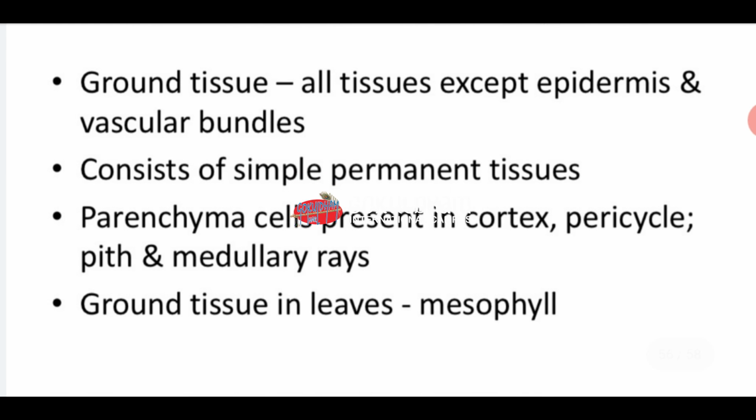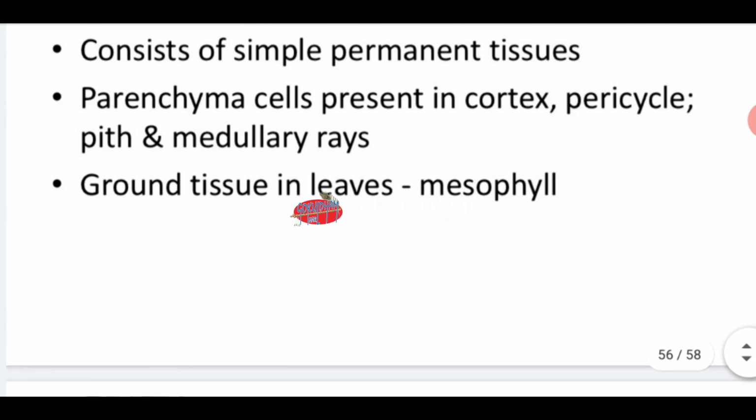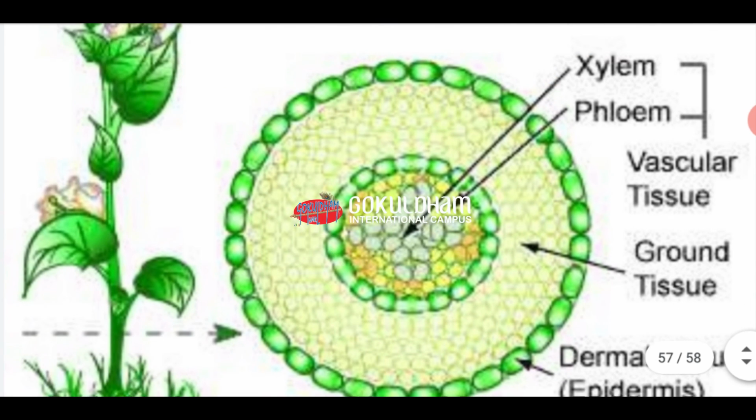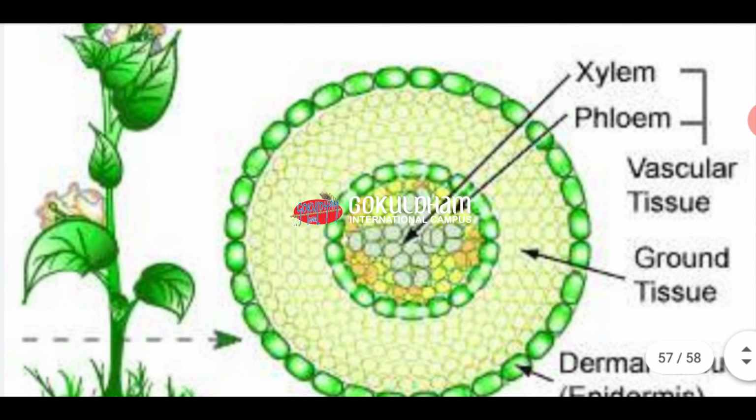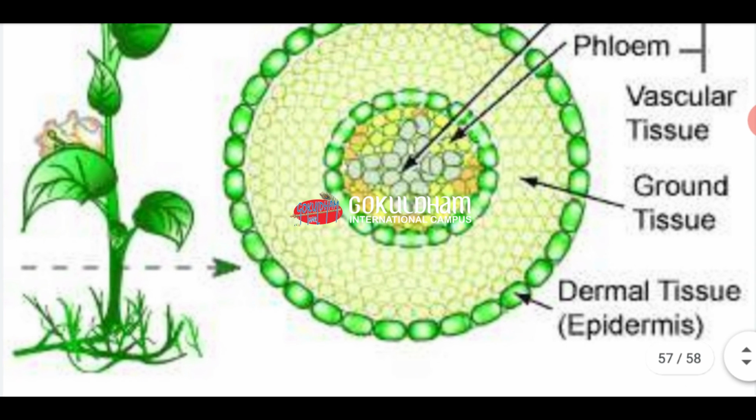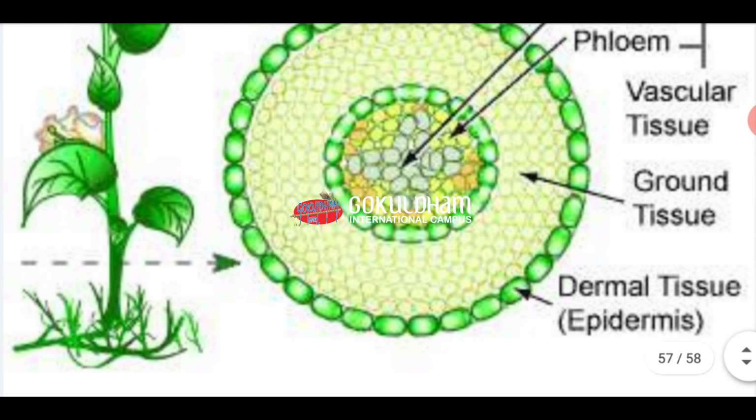Parenchyma cells are present in the cortex, pericycle, pith and medullary rays. Ground tissue present in leaves is mesophyll. So this is again the cross section of a stem. It shows the xylem and phloem, and the vascular tissue or ground tissue. The dermal tissue is the epidermis.